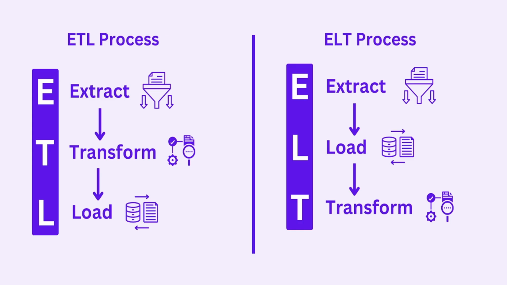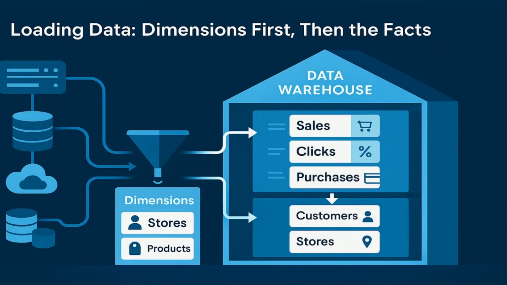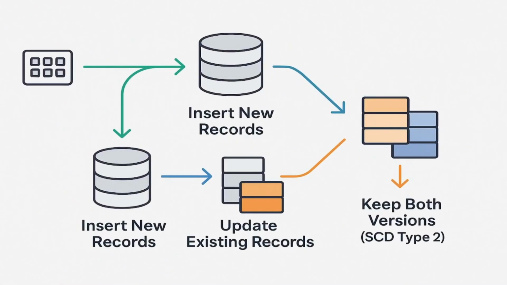Okay, now it's time to load it all into your data warehouse. But even this has some tricks. First, you load your dimension tables. Those are the people, places, and things that describe your data, like customer names, store locations, product info. Then come the fact tables, the actual events or transactions like sales, clicks, or purchases. And depending on how your source data behaves, you might need to insert new records, update existing ones, or even keep both old and new versions. These are called slowly changing dimensions, and there are different ways to handle them.